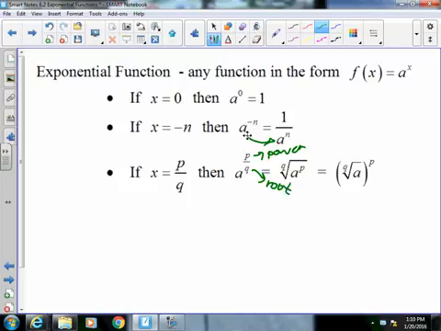So a to the p over q is the same thing as the qth root of a to the p, or the qth root of a quantity to the p. So either of these will work. Meaning, you can take it to the power or the root first, whichever order you'd like to do it.